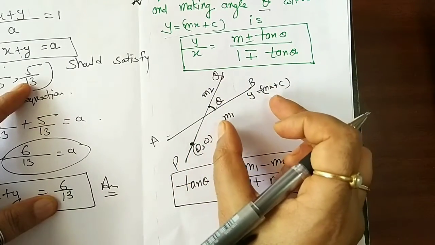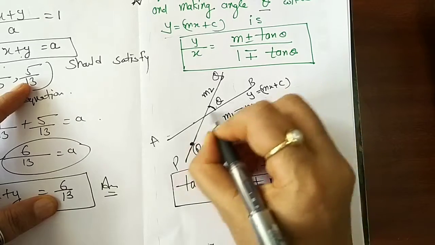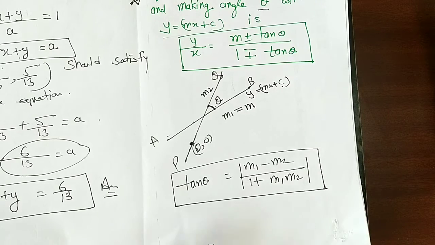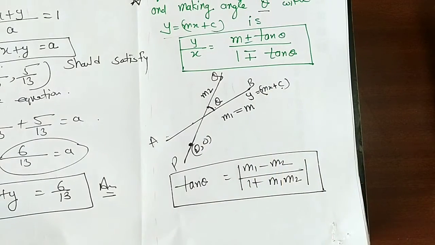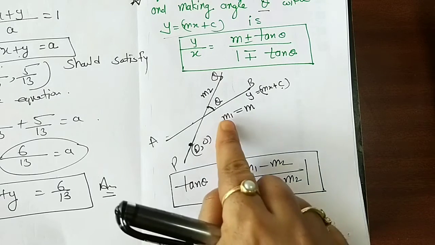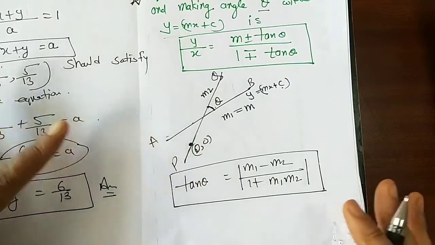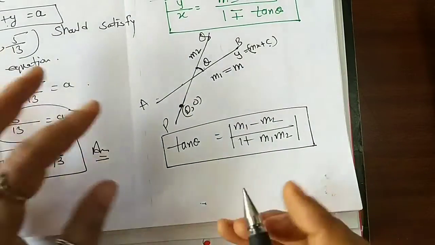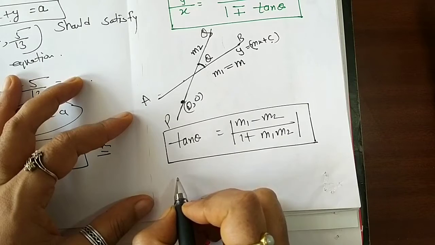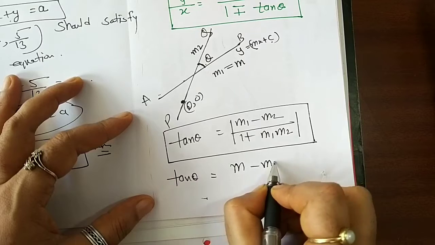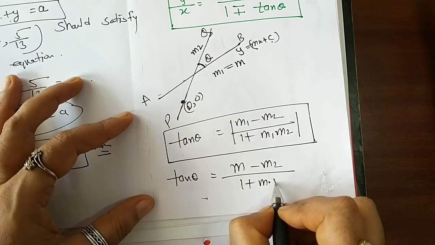So we will take the clue of this to calculate m2, because one point is known, m2 is unknown. So what is m1? m1 is clearly m for this line, right? If y is equal to mx plus c is the slope intercept form, then m is nothing but the slope. So my m1 is m, m2 is unknown. So tan theta will be m minus m2 by 1 plus m into m2.